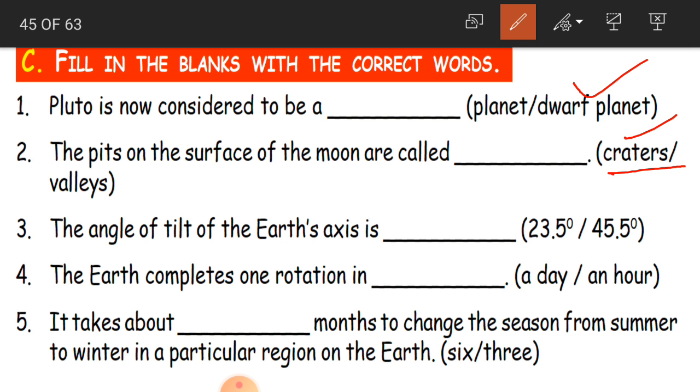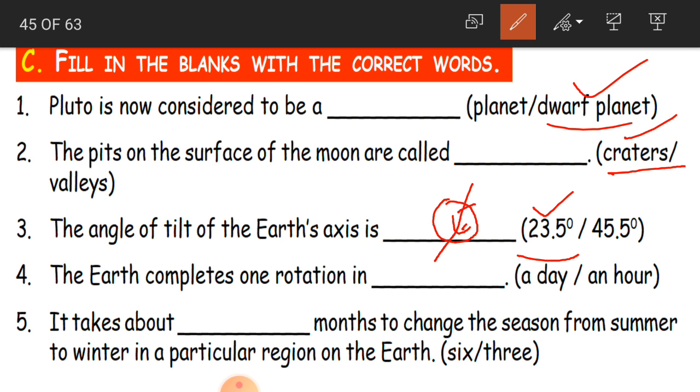Okay, good. Now, the third one: the angle of tilt of the Earth's axis is. We have learnt that the Earth's axis is in a tilted position. This imaginary line, which we call the Earth's axis, what is its angle of tilt, either 23.5 degrees or 45.5 degrees? And the answer is 23.5 degrees.